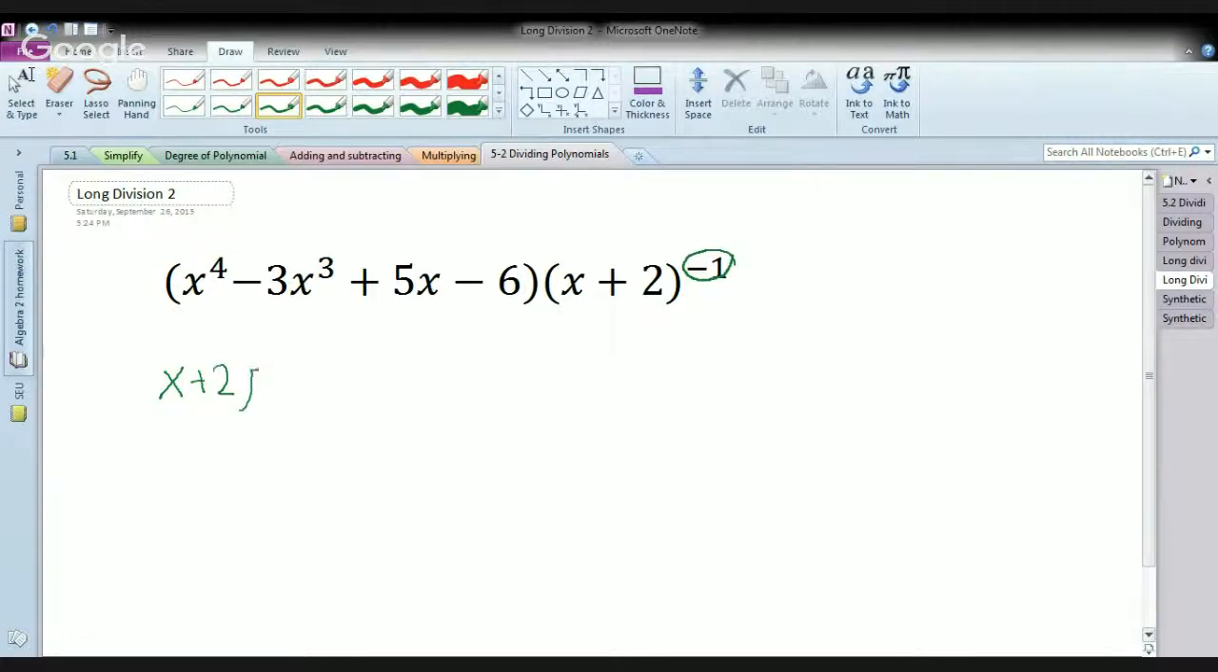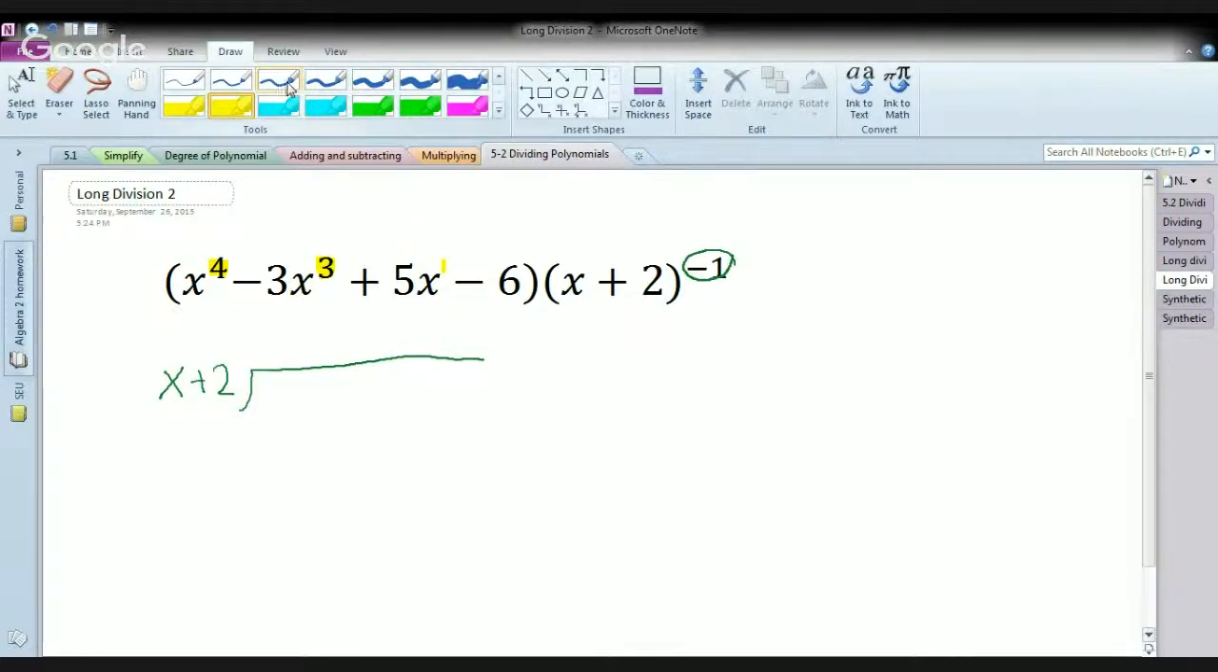Now, when we're doing long division, we have to make sure we take the time to check our exponents, because our exponents have to be in descending order. So when I'm dividing, I should go 4, 3. Now here's the problem. I'm jumping from 3 to 1. I need to have an x squared term.